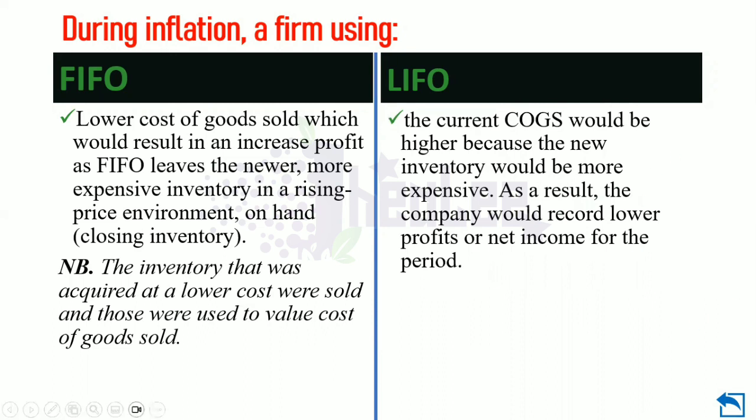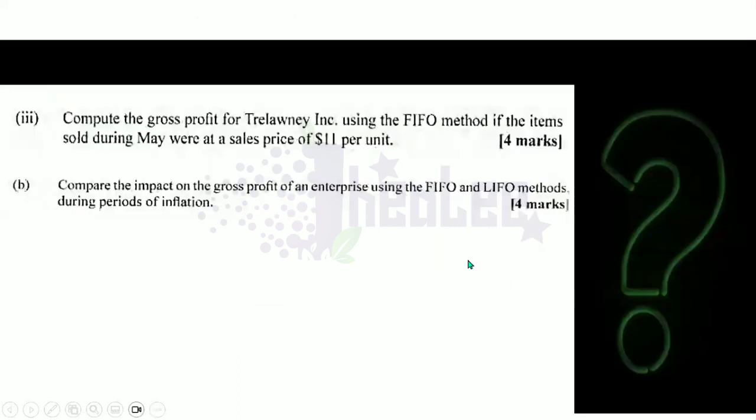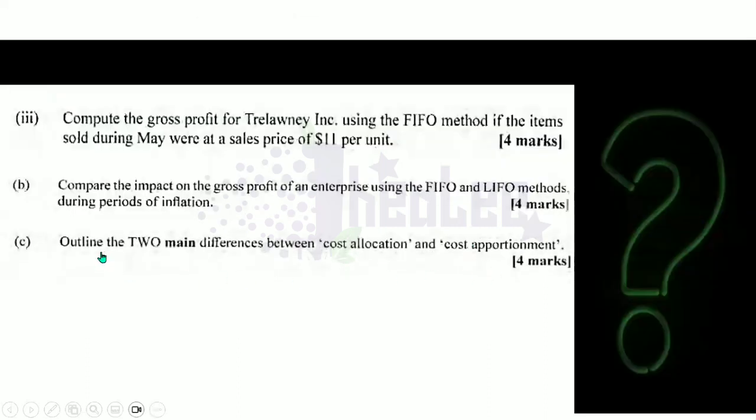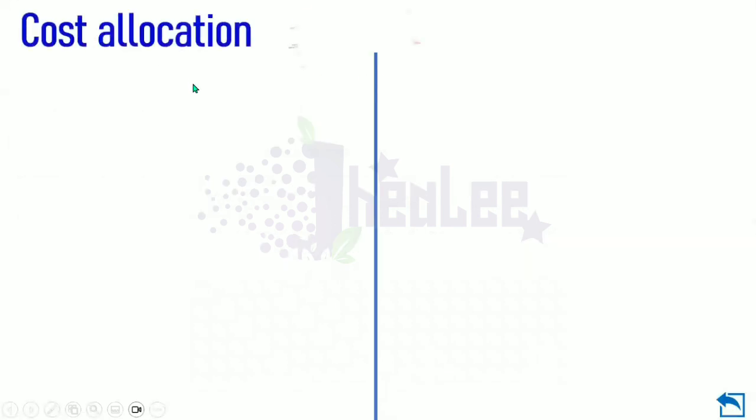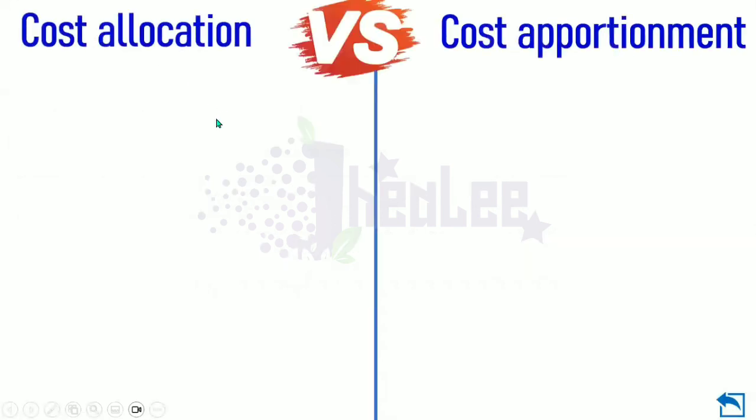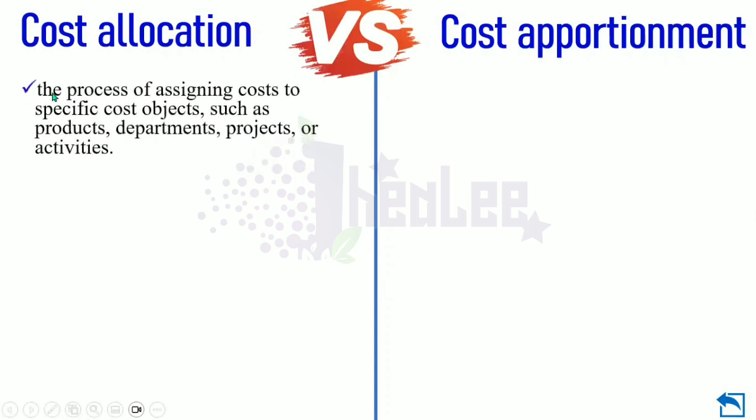Okay, now let's move into the other section of the question where we're asked to outline the two main differences between cost allocation and cost apportionment. Cost allocation versus cost apportionment. Under allocation, we find that it's the process of assigning costs to specific cost objects such as products, departments, projects, or activities. So the cost is allocated to a single cost object, a specific cost object.